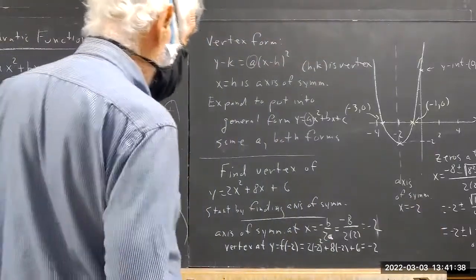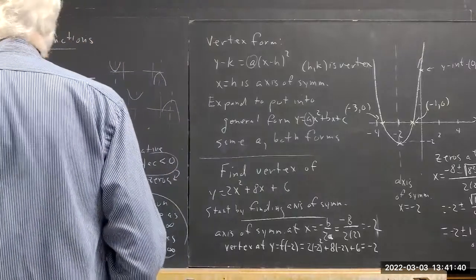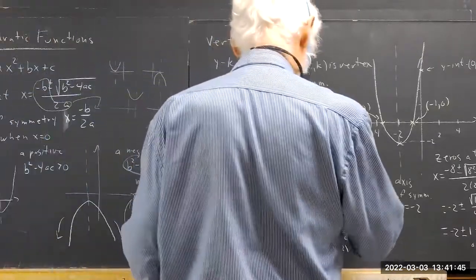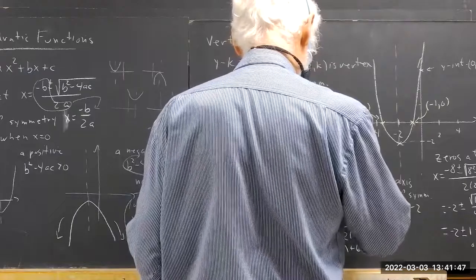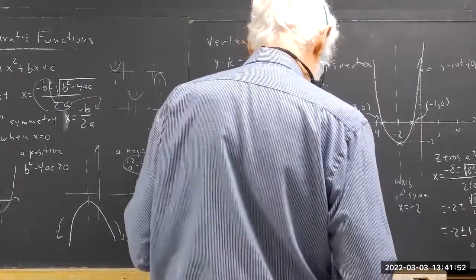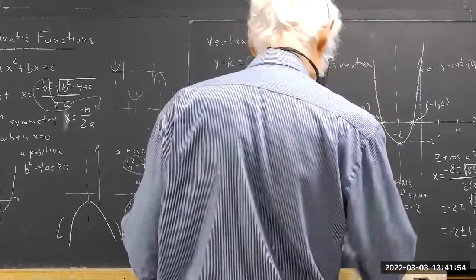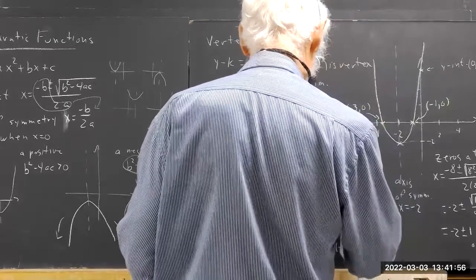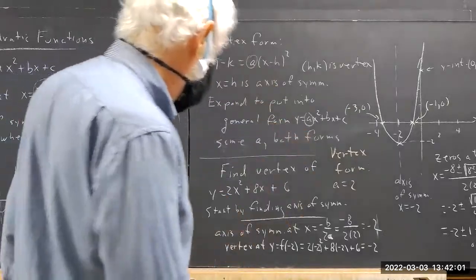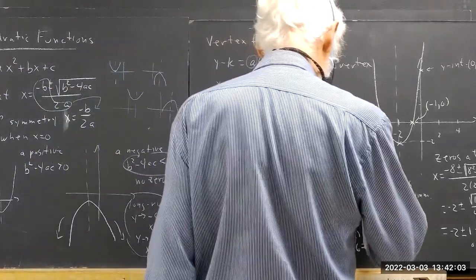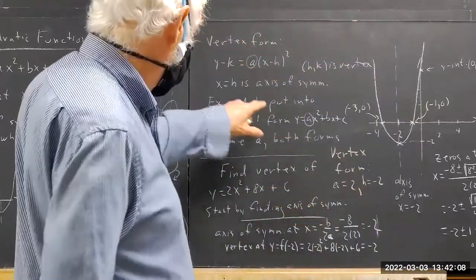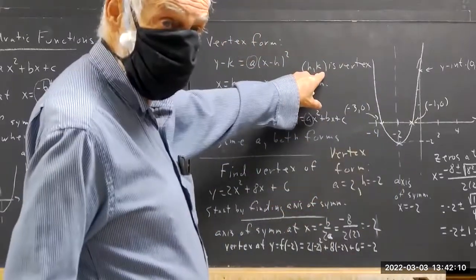Okay, now the vertex form, which is what we're really after here. Well, a equals 2 because a is the same here as it is here. h equals -2 because h, k is your vertex, right?